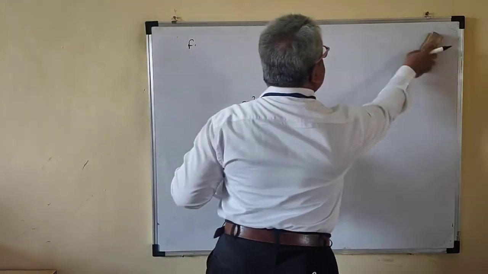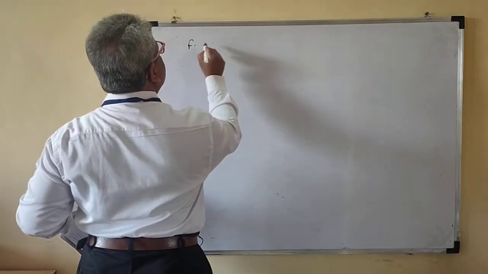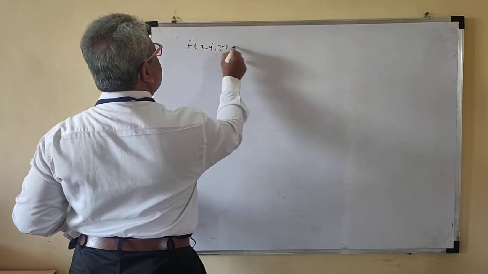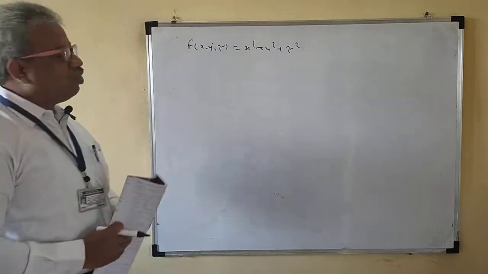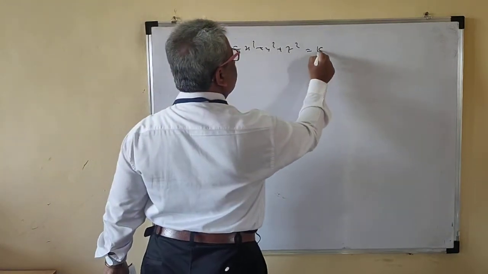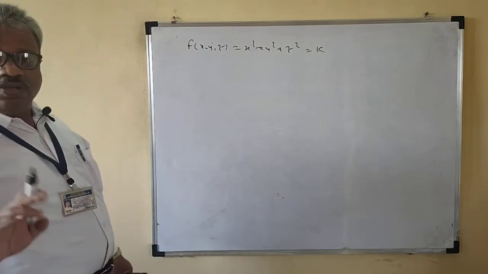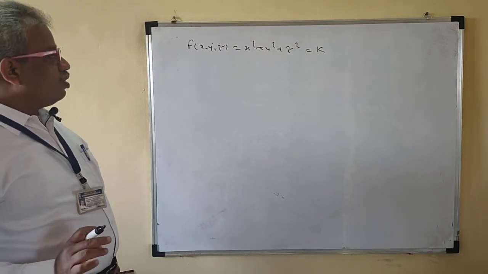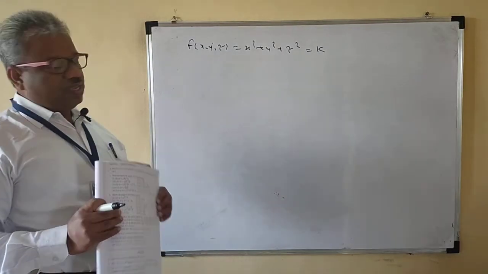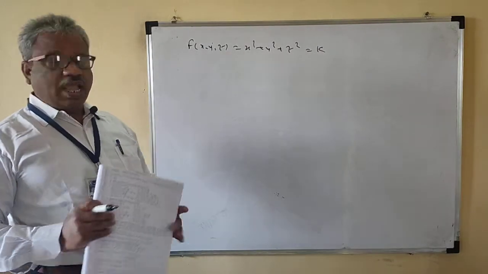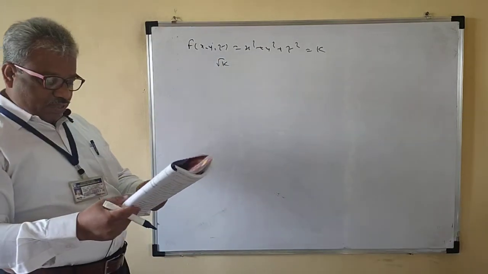And for the level curve of this one, f of x, y, z is equal to x square plus y square plus z square. Okay. So what is this? Suppose this is k. k is positive, because x square plus y square plus z square are all positive, your k should be positive. So what is the level curve for this one? This is the sphere whose center is at the origin and having radius root k.